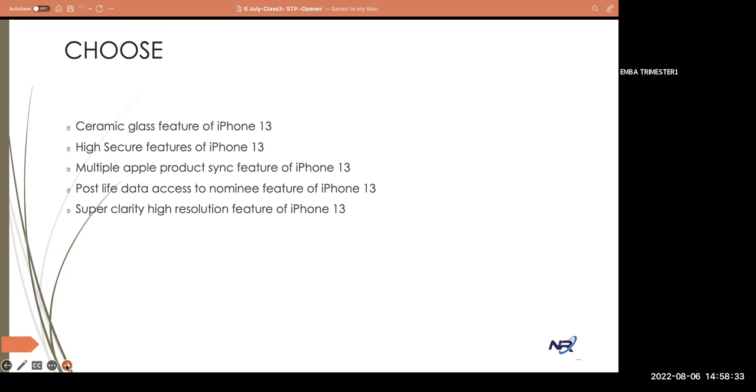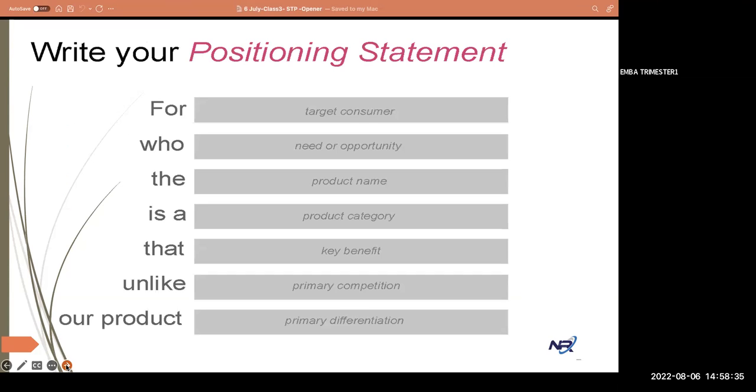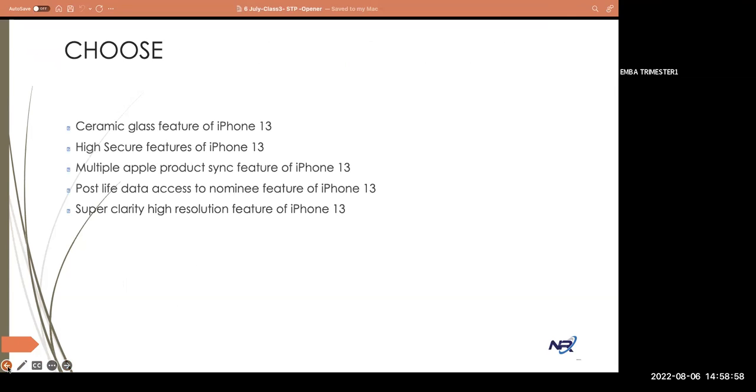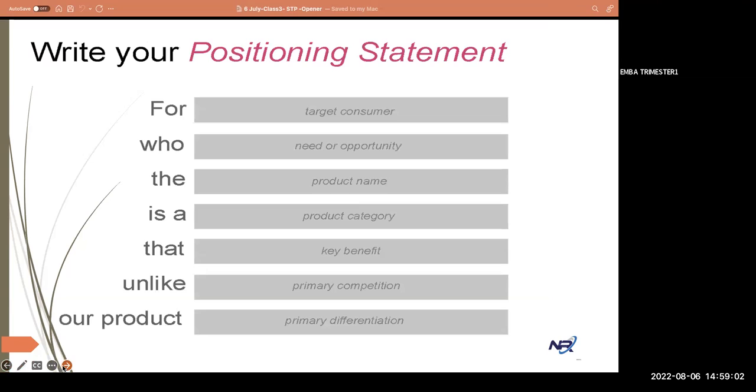So now take all of these and tell me, for such a customer who believes the iPhone is the key benefit and will give you this differentiation. I want you to complete it. Are you guys following me or not? Yes, I can do one for you all. Which one shall we take up? For post-life data access, let's say.